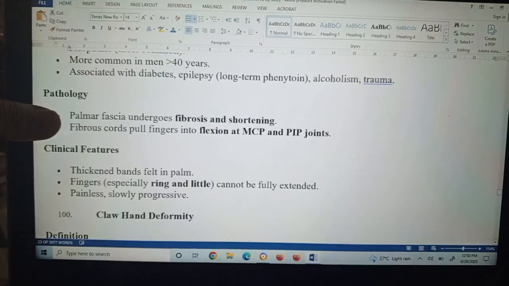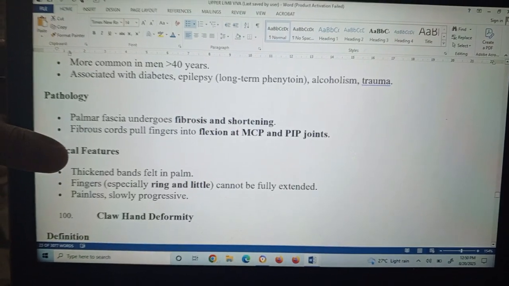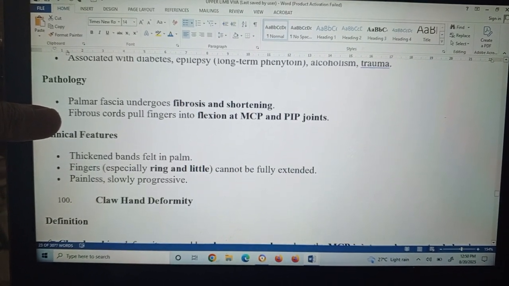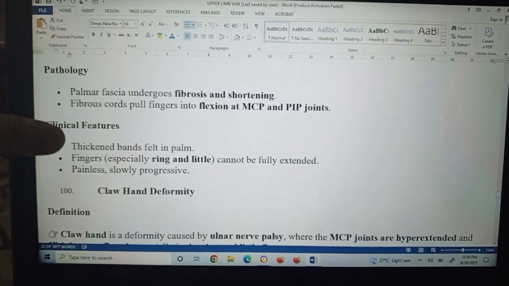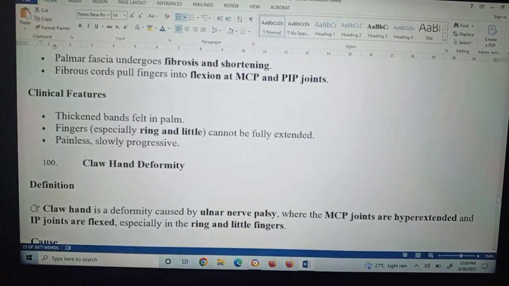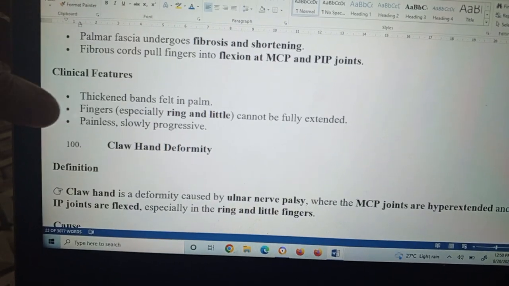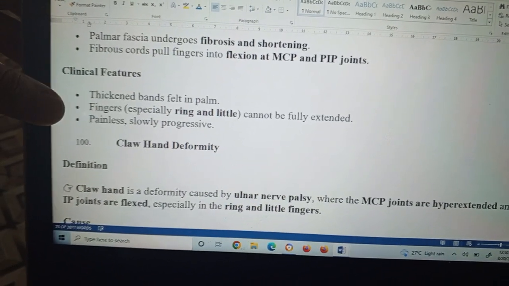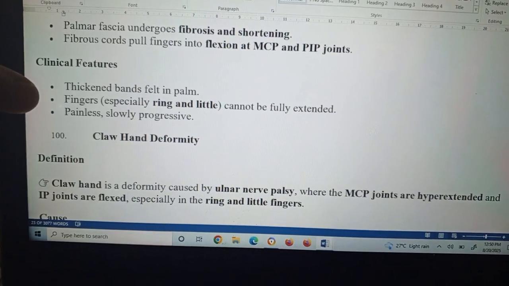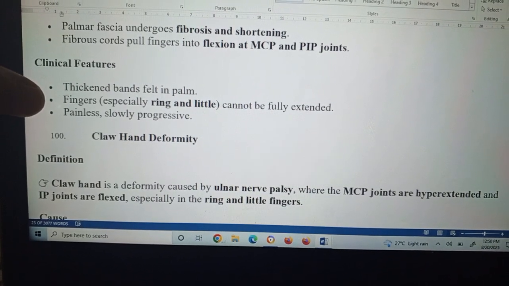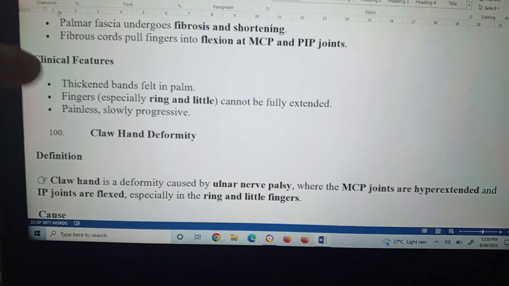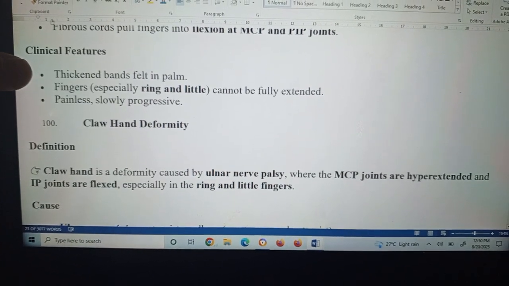Pathology: the palmar fascia undergoes fibrosis and shortening. Fibrous cords pull the fingers into flexion at the metacarpophalangeal and PIP joints, the interphalangeal joints. The clinical features are a thickened band felt in the palm.